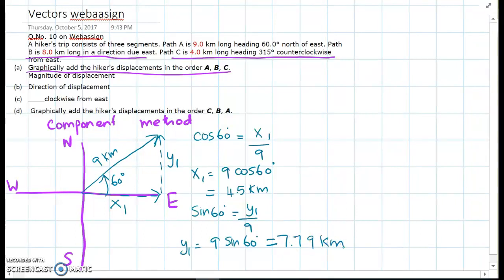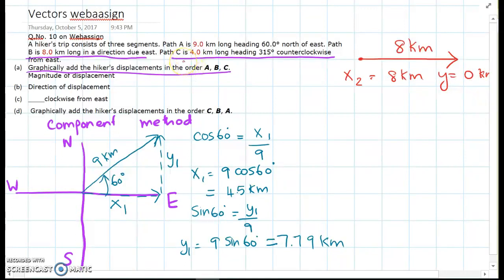Now let's split the second vector B into components. B is 8 kilometers long in a direction due east. So our B vector is just in the east direction, which means there is no need to split it into components. I know that the x component for B is 8 kilometers and the y component is simply 0.